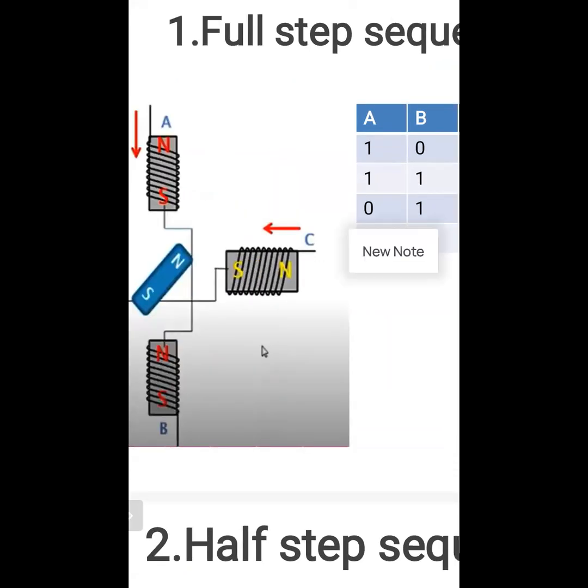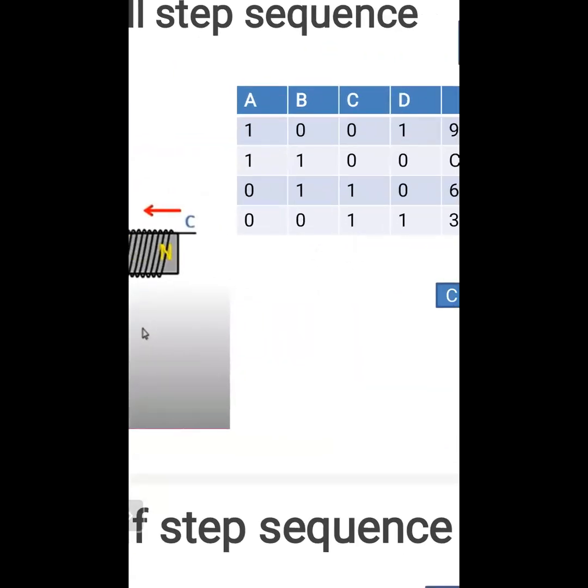A and D. Then you have to energize A and B. And then we have to energize B and C. And lastly, we have to energize C and D. So in this way, when you have to rotate in full step, you have to energize these coils: A, D, then AB, then BC, and then CD. This is one.